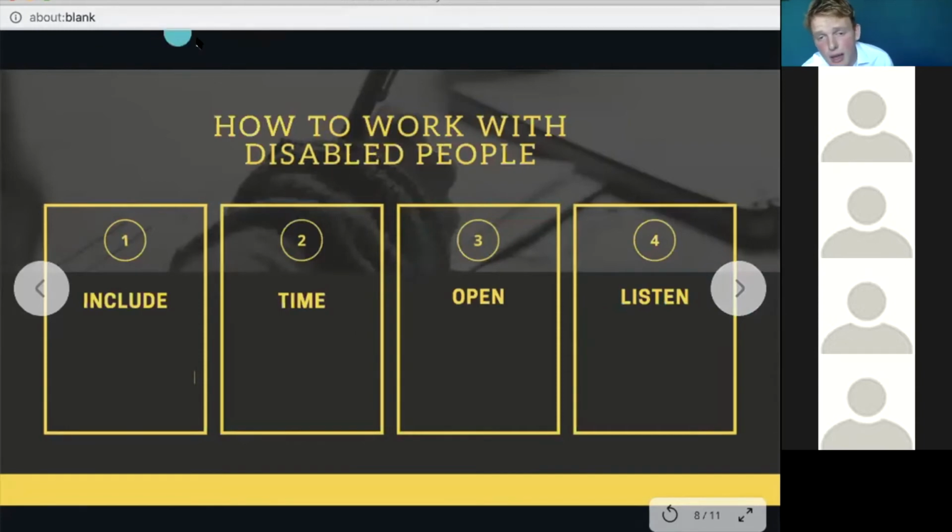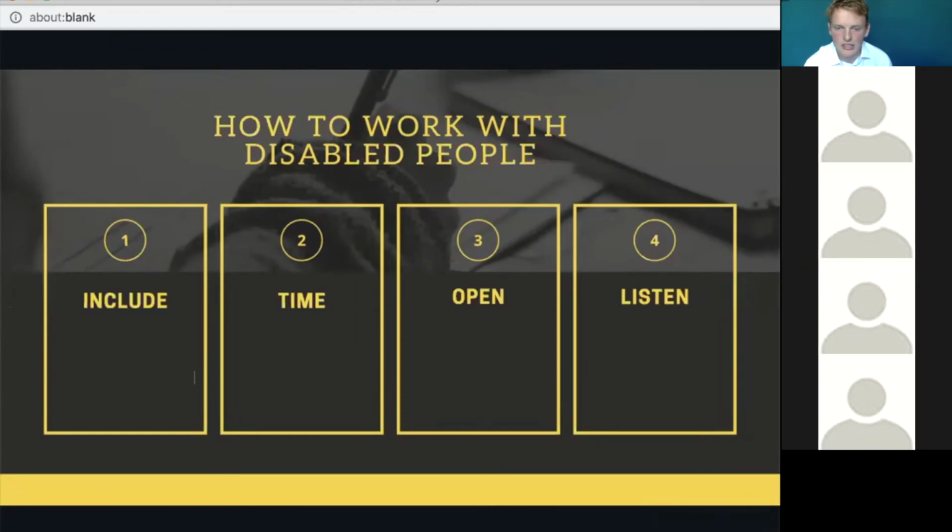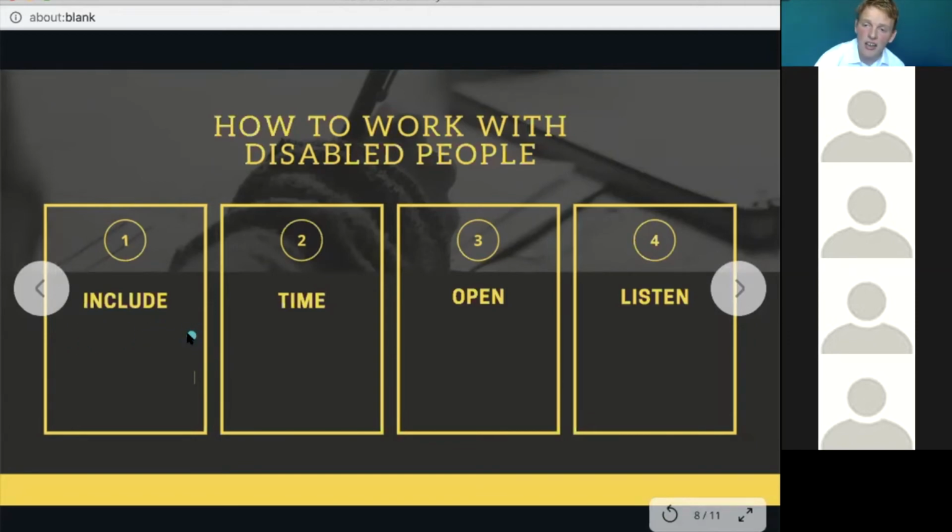So I was thinking about how people have worked with me in the past, and how I would like to have them work with me, and sometimes my bad experiences. I think the first thing is to include them. This is part of the whole co-design process, but you obviously want to include them and build up that relationship.